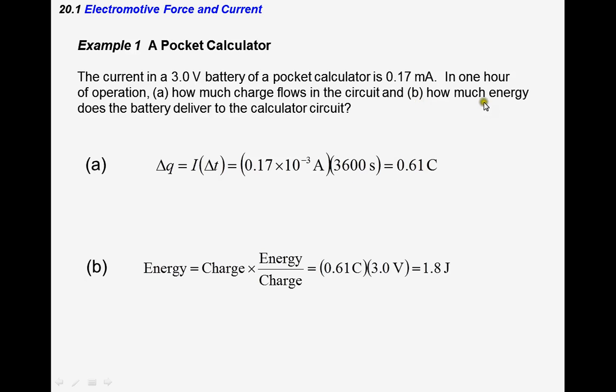And then if we want to talk in terms of energy, how much energy is delivered? Well, the charge is 0.61 coulombs times 3 volts, which is 3 joules per coulomb. So coulombs will cancel and we'll be left with joules. 1.8 joules of energy is used to run your calculator for 1 hour.